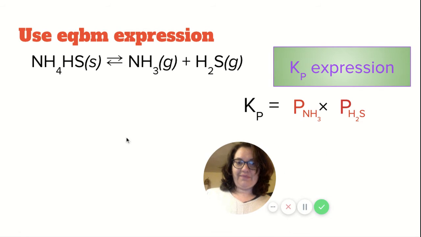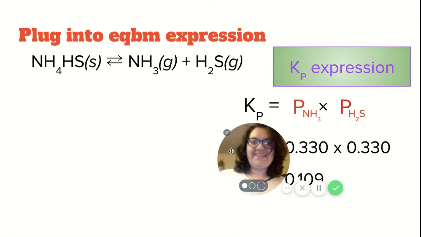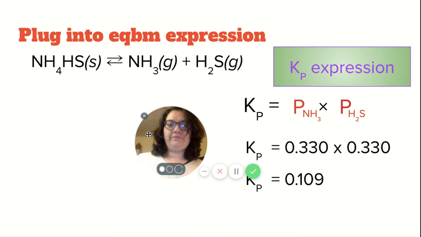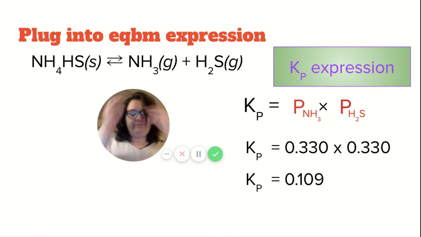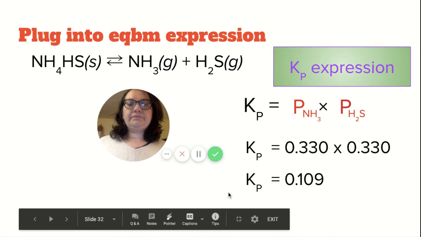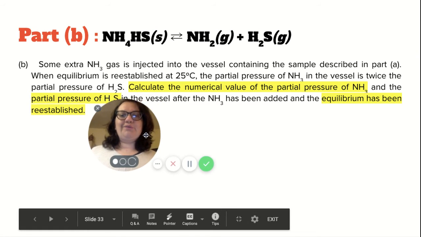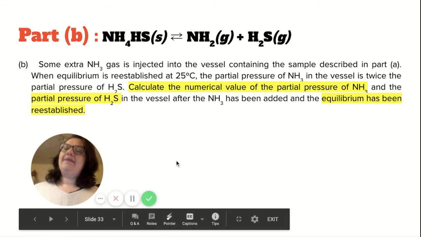Okay, so in this case, they both equal the same number. What number do they equal? 0.330. So Kp is just 0.330 squared. Kp equals 0.109. No units. So we're officially done with part A. Take a breather. Let's look at part B.